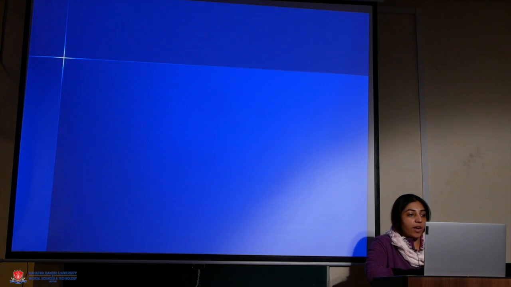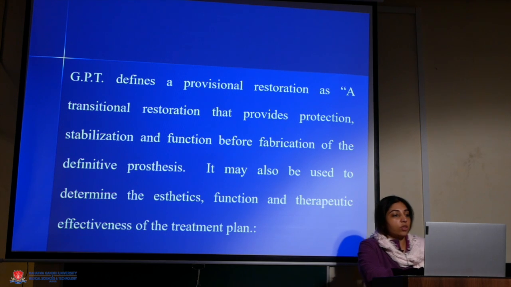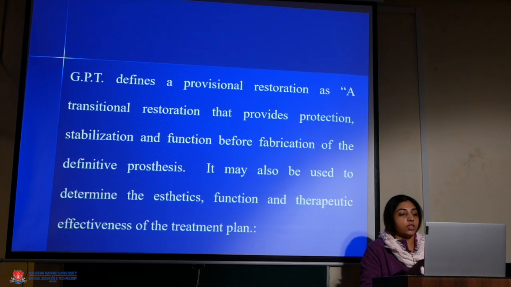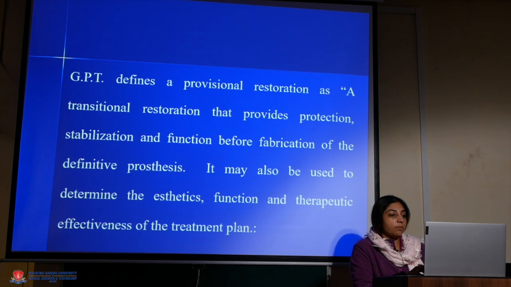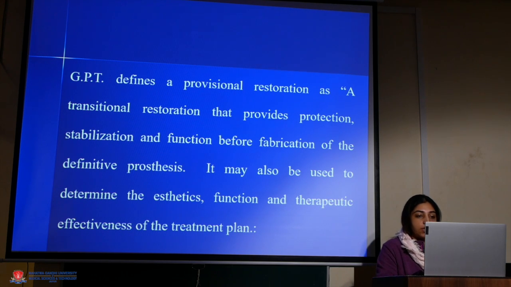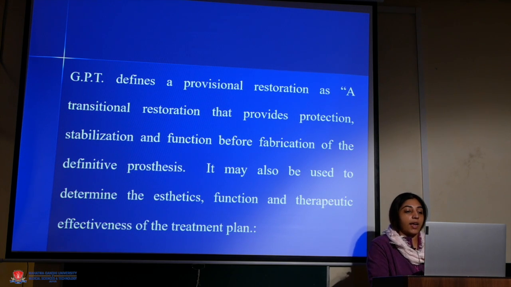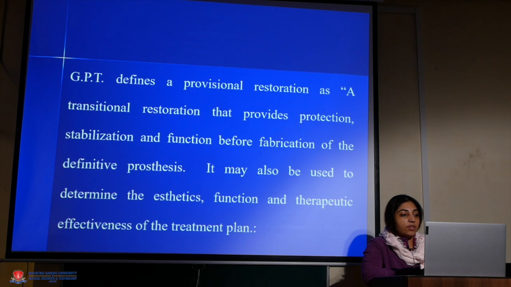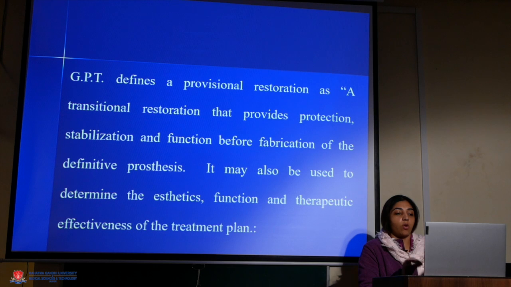So let's just look at the definition according to the glossary of prosthodontic terms, which defines a provisional restoration as a transitional restoration that provides protection, stabilization, function before the fabrication of a definitive prosthesis. It may also be used to determine the aesthetics, function and therapeutic effectiveness of the treatment plan. Now, the first part of the definition speaks about that it is for the time being, or what is called temporary, till we get our final restoration.